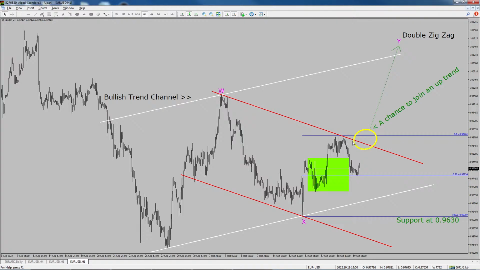For the trading entry, if you would like to look for a trading chance, wait for the market to break the upper trend channel line, the red one. This yellow circle indicates that. So once we get out of this bearish trend channel, then the chances are price is going to climb, it's going to move up higher. So that's the forecast in euro.